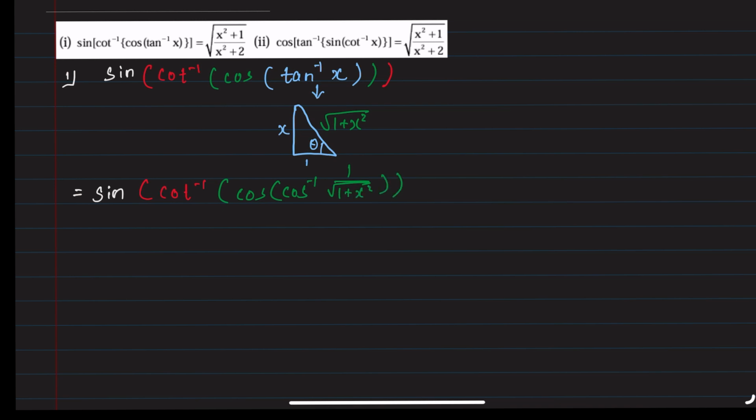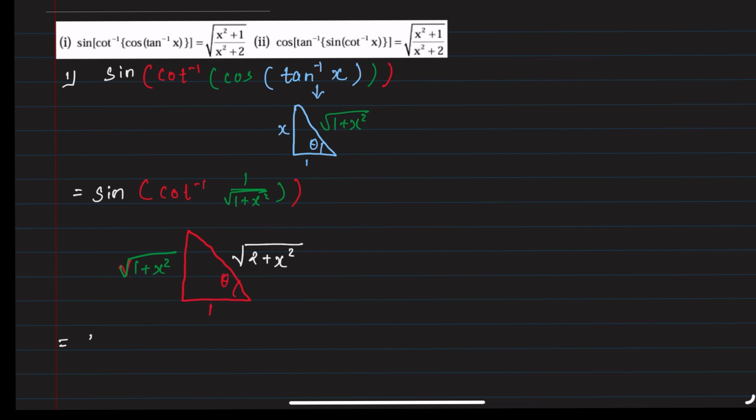Cos inverse can be removed, and now this becomes equal to, again we can use a right angle triangle. We can convert this cot inverse into sine inverse. Cot is always adjacent upon opposite, which is nothing but under root 1 plus x square. According to Pythagoras, the third side should be equal to under root 2 plus x square.